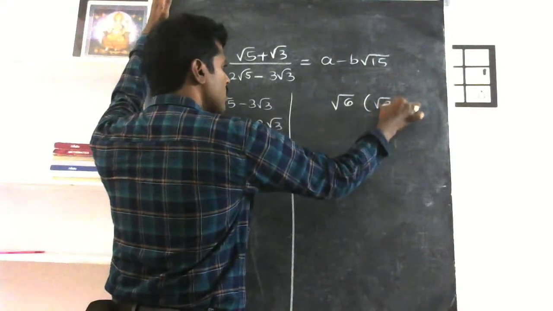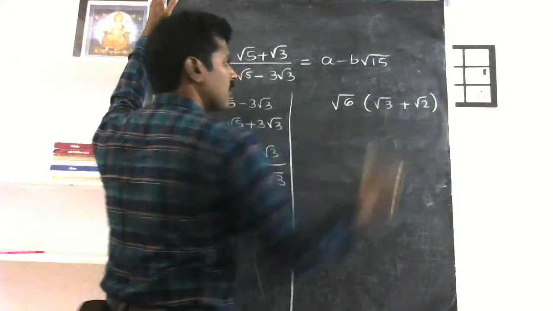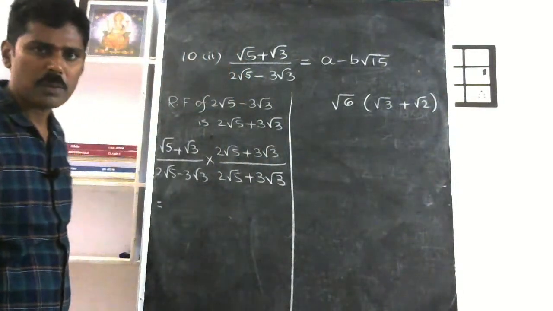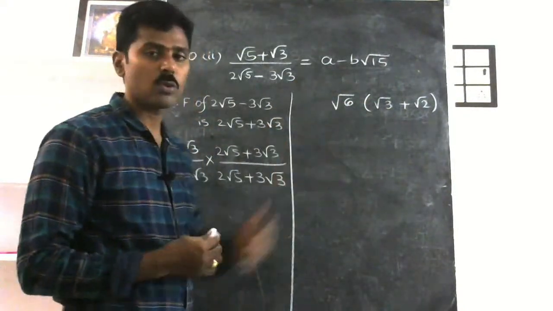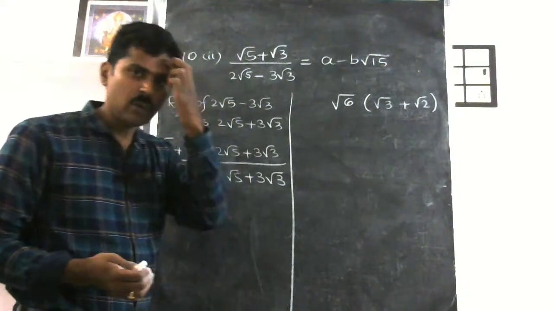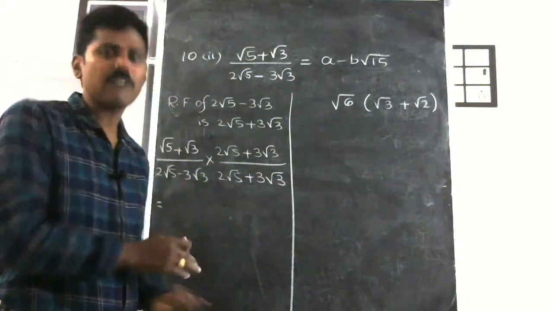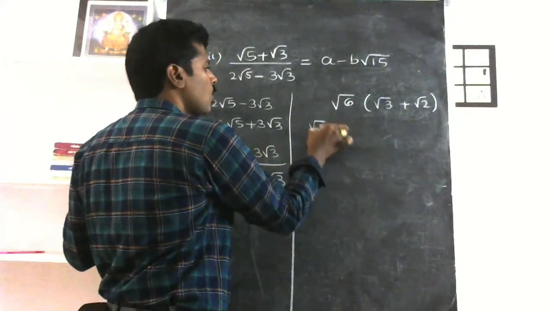Previously we have done root 6 into (root 3 plus root 2). Please listen carefully, all of you. We did root 6 into root 3 as root 18 and root 6 into root 2 as root 12, and then we simplified again. But what I will do now is simplify first itself. That means square root 6 can be written as root 3 into root 2.